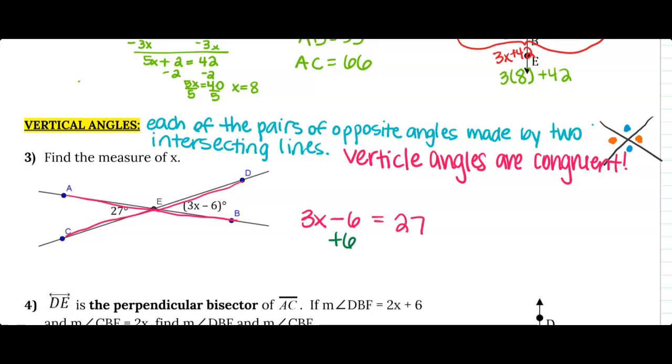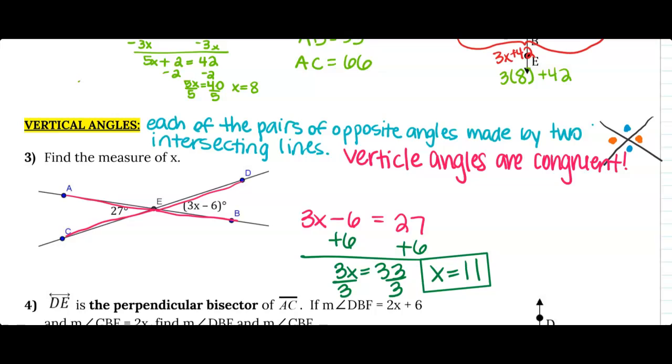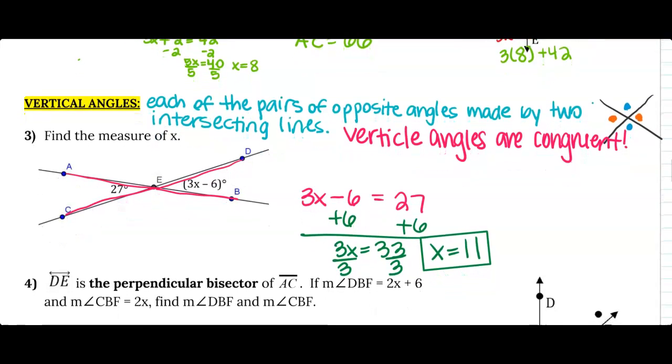Solving that equation, we add 6 to both sides to get 3x is equal to 33. Dividing by 3, we get that x is equal to 11. They only wanted x, so we are good. If you wanted to double check yourself, you could just do 3 times 11, get 33, minus 6 is indeed 27.